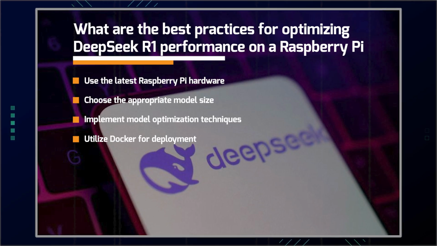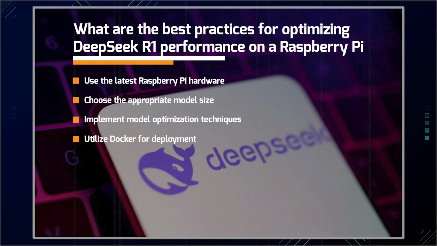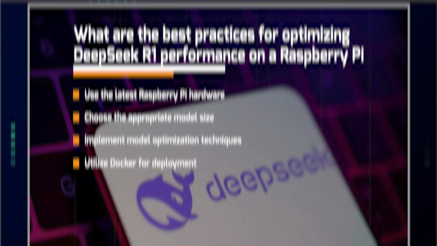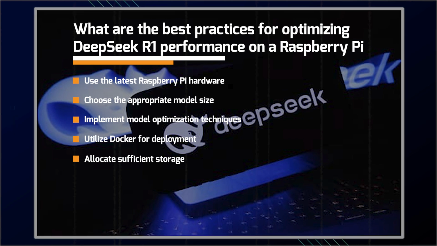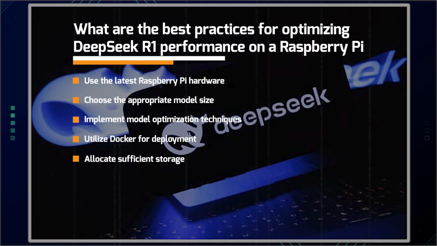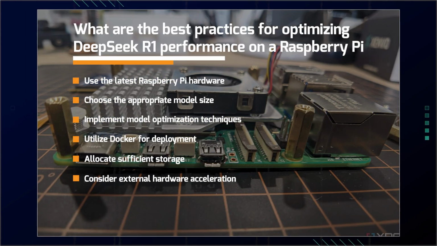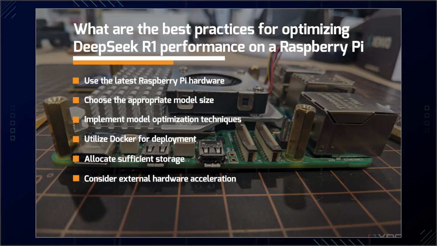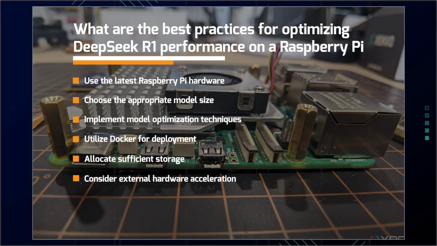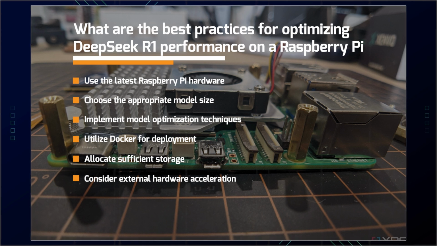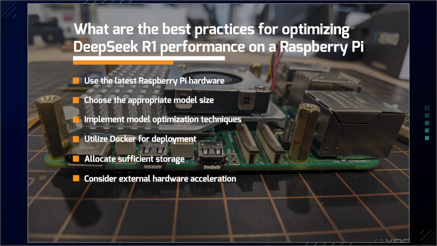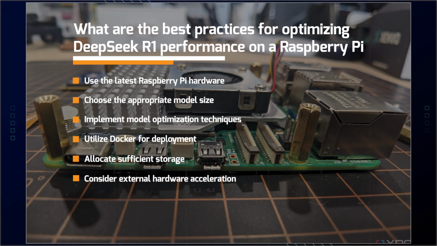Use Docker for deployment. Running Deepseek R1 in a Docker container can help manage dependencies and optimize resource usage. Allocate sufficient storage, right? Use a micro SD card with at least 32 gigabytes of storage to accommodate the model and any necessary dependencies. Consider external hardware acceleration, right? Pair the Raspberry Pi with external GPUs like the AMD or Intel or NVIDIA to enhance model capabilities. Explore custom hardware solutions such as those based on the RISC-V architecture for improved energy efficiency.